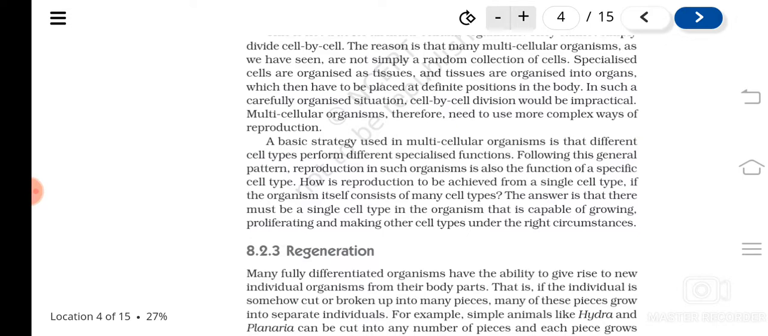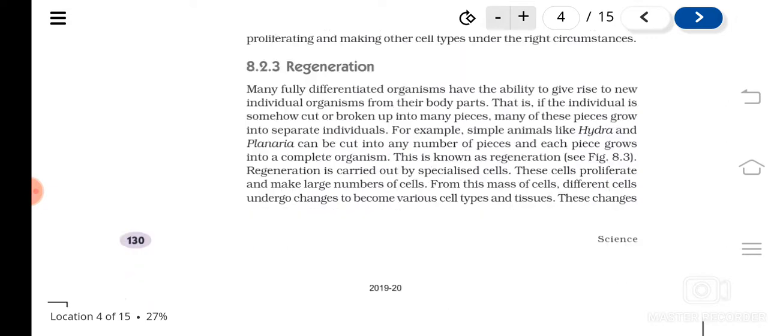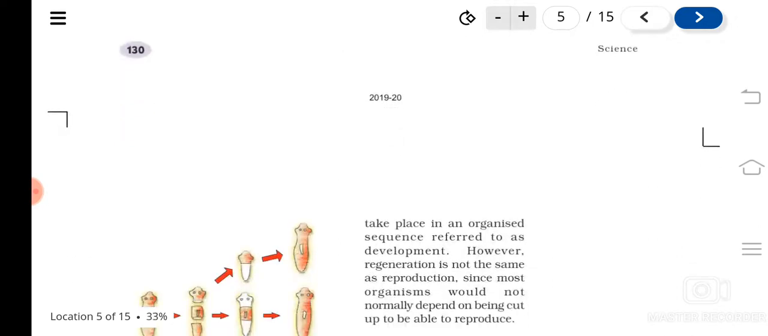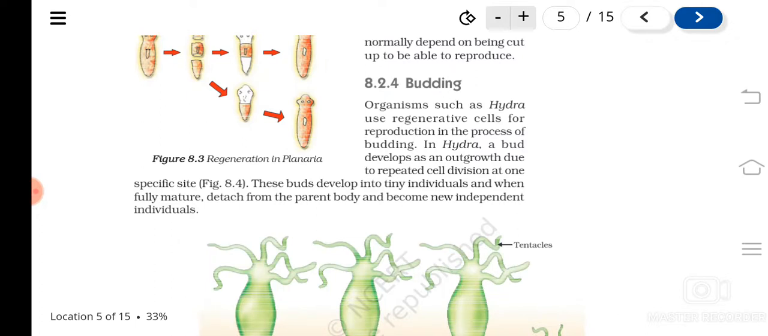So regeneration is happening mainly in what? Hydra, planaria, etc. If you cut the organism into a number of pieces, and each piece grows into a complete organism, this is called regeneration. And this regeneration is done with specialized cells, and they form a mass, and then they undergo differentiation and form various tissues. So like this, they undergo reproduction.